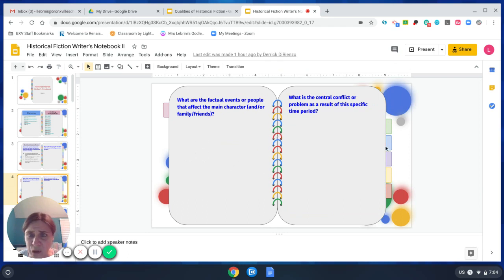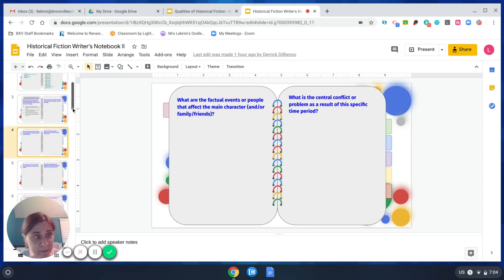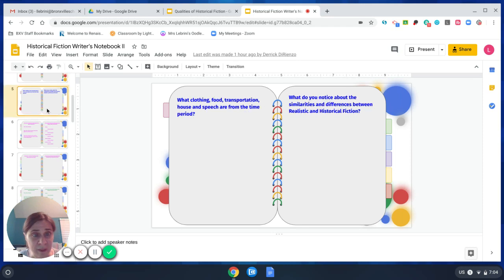Then you're going to go to the next two questions. What are the factual events or people that affect the main character and or family friends? Again, you're looking for details in the text. Then you're going to go to the central conflict or problem as a result of this time period. You're going to be jotting notes about the problem in this time period. And finally, you're going to talk about the clothing, the food, the transportation. What is standing out to you about some of these items in that time period?